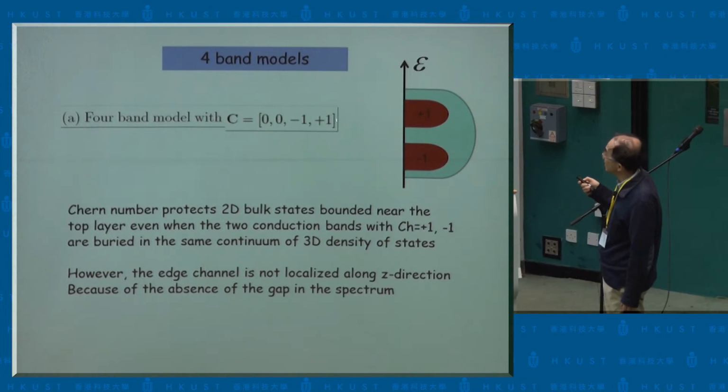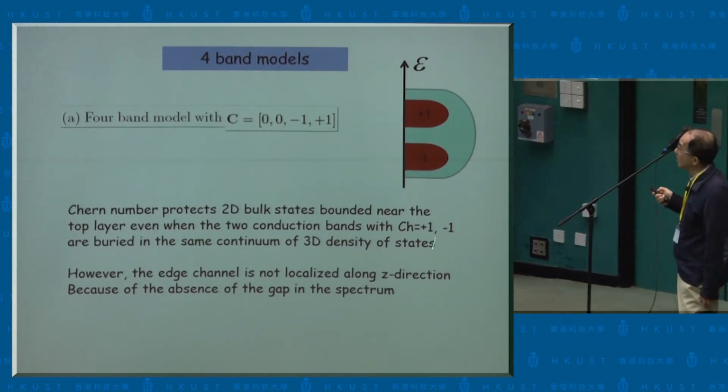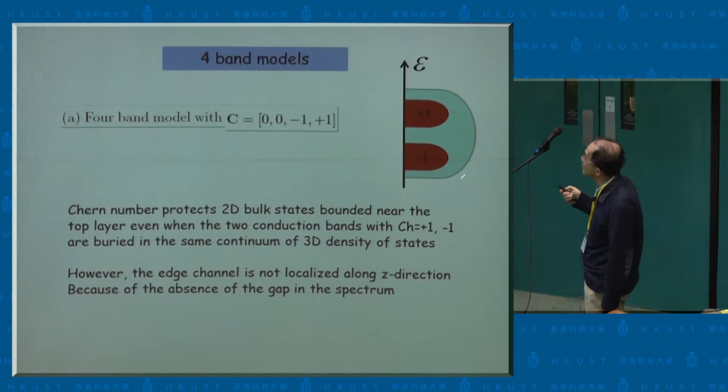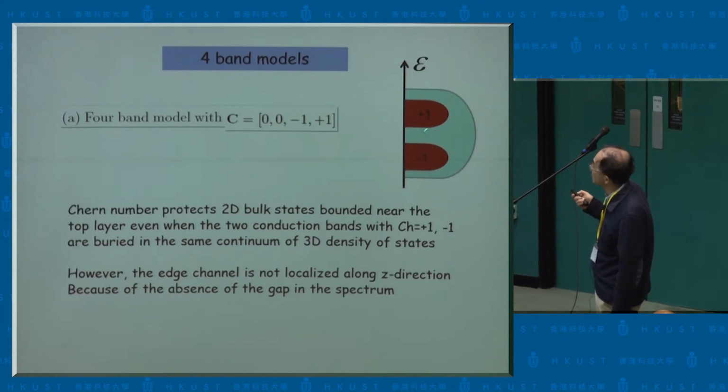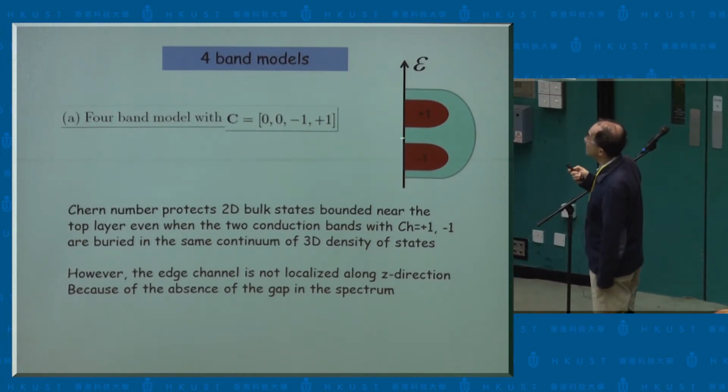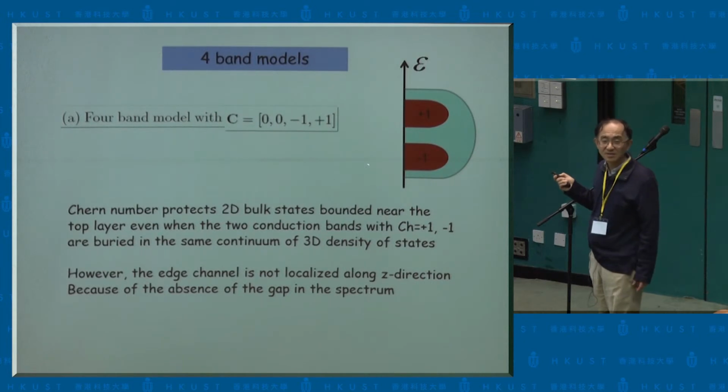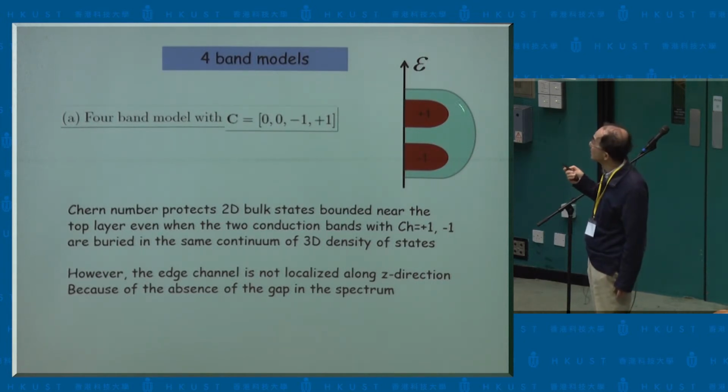Okay, so one case is the following. This is the Chern number for each of the 4 bands measured from the top. So +1, -1, 0, 0. I just focus on these upper 2 bands. These are 2-dimensional, and these are 3-dimensional bands. So now these 2 states are completely buried in the same 3-dimensional continuum, right? So then let me ask, what happens to these 2D bulk states? And actually it turned out, even though we do not have any gap between the 2-dimensional states, namely the 3-dimensional continuum covers all these energy regions, this 2-dimensional bound state survives. You can see it by numerics.